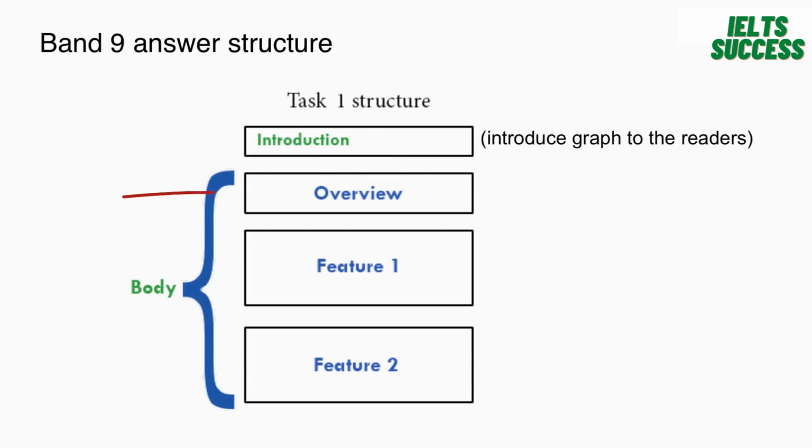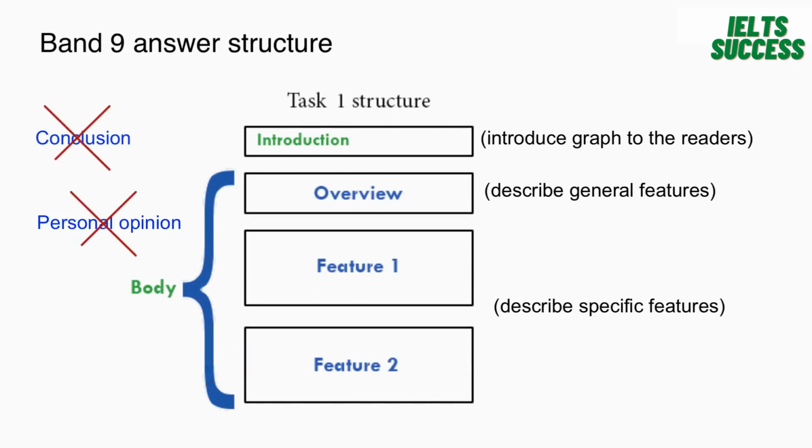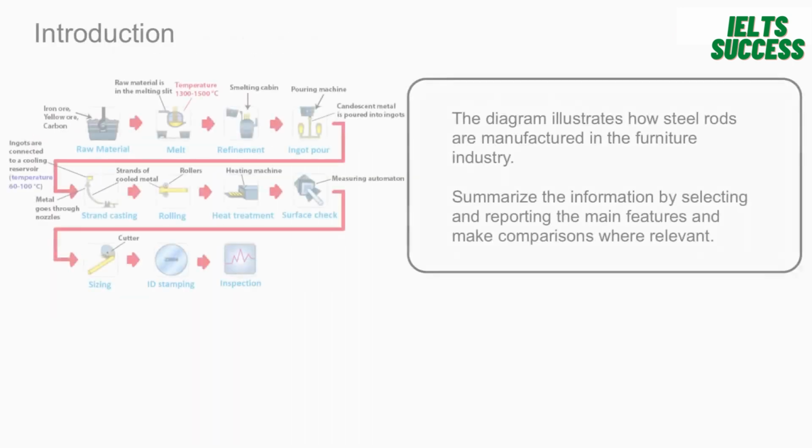Your second paragraph is an overview. There, you should describe some general features of your diagram. After writing the overview, you should describe specific features of the diagram, each in a separate paragraph. Never ever write conclusions or a personal opinion in Writing Task 1. Your task is to describe the given data, not to give your opinion. Well, enough generalities, let's start writing our Band 9 answer.